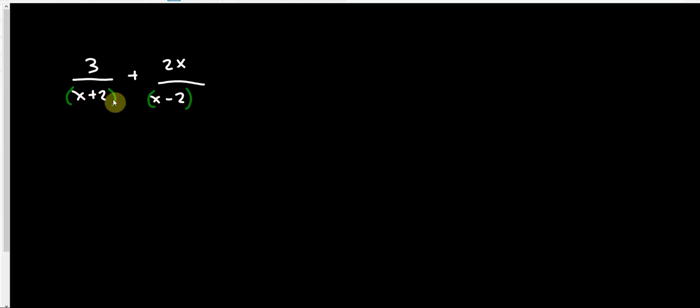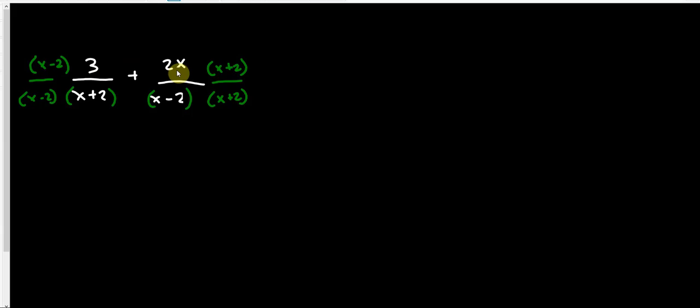So this is x plus 2. If I want these to be like denominators, common denominators, I'm going to need an x minus 2 in this one. So I'm going to multiply the bottom by x minus 2 and the top by x minus 2. And the same thing over here. I have x minus 2, but I don't have an x plus 2. So I'm going to multiply the bottom by x plus 2 and the top by x plus 2. So this is just like multiplying by a form of 1 on each of these fractions. It does not change the value of them at all. It doesn't mess anything up.